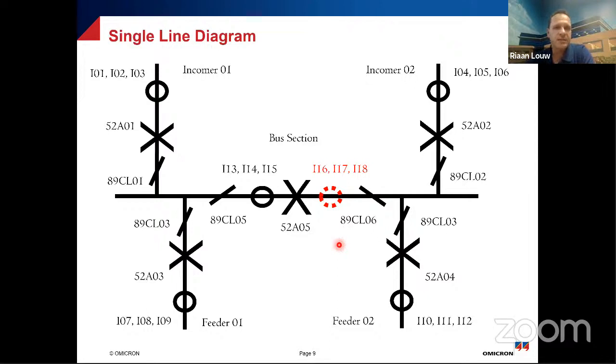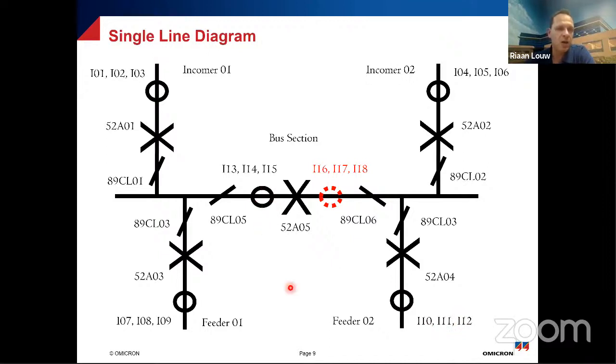So the way I've set up my system now is I'm injecting with one CMC356 the two incomer CTs, 3 phases. So the CMC356 has 3 channels here and 3 channels over here. And then I have a second CMC356 injecting on the current channels over here and over here on the feeders. And then on the bus section, my CMC430 is injecting on the CT over here.